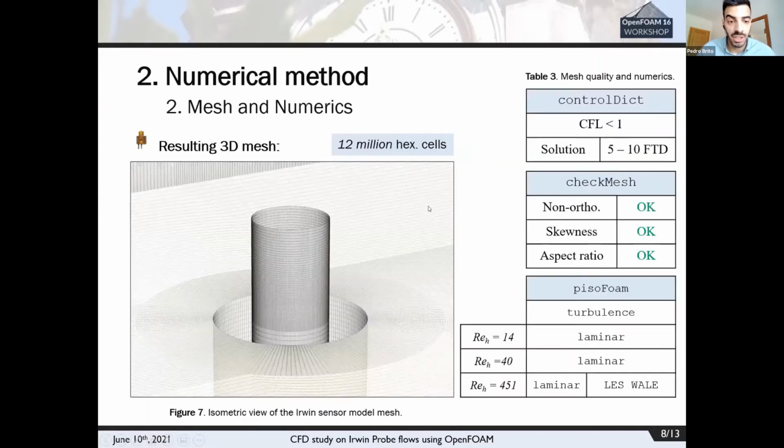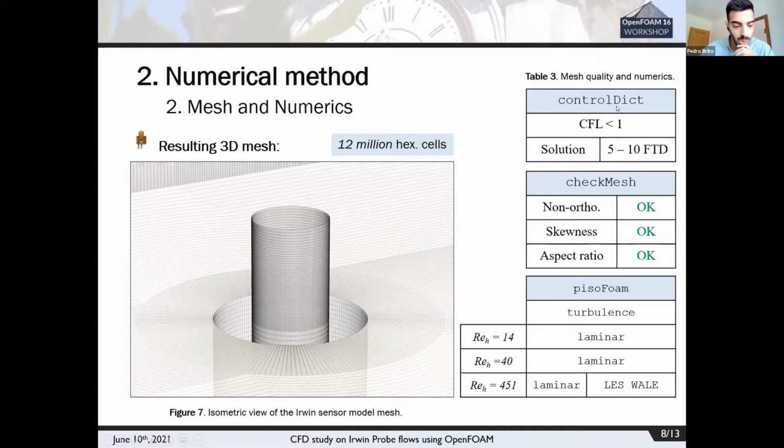And this is the resulting mesh, which is three-dimensional and has about 12 million hexahedral cells. We diagnosed the mesh quality with the checkMesh utility, and the mesh appeared healthy in all aspects. We also ran some preliminary refinement studies to check for proper grid density, achieving this discretization.